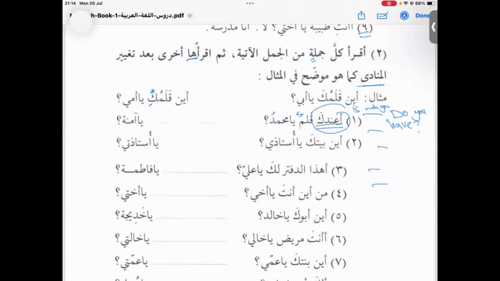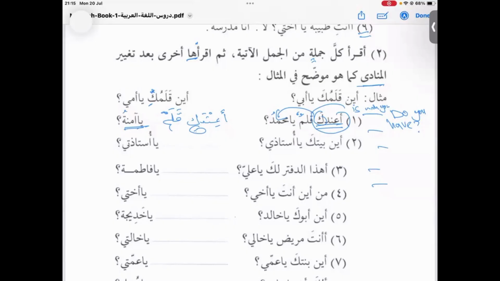Now you have to change it to this. You have to say عندك. You see there, that's what they want to see. Yeah, you say ka because you were speaking to a male. You say ki because you're speaking to Amina. عندك قلم يا آمنة. That's what you have to do.